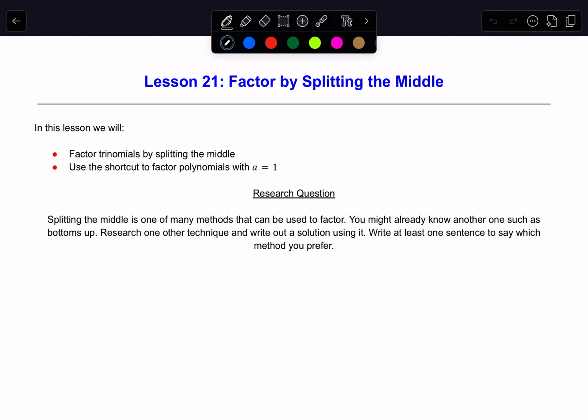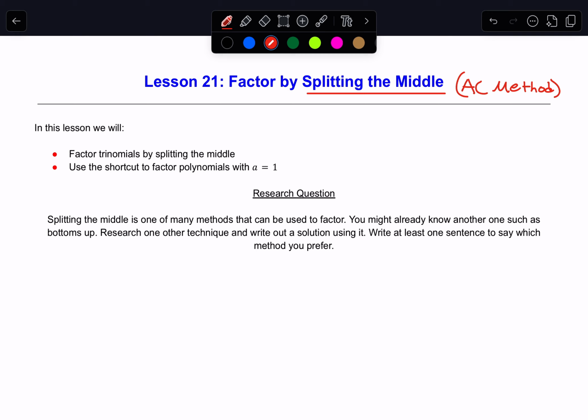Hello students, and welcome to lesson 21, which is factoring by splitting the middle. Splitting the middle can also be referred to as the AC method. And you might actually prefer to call it the AC method because once you learn in a second how it works, AC actually reminds you of the process.